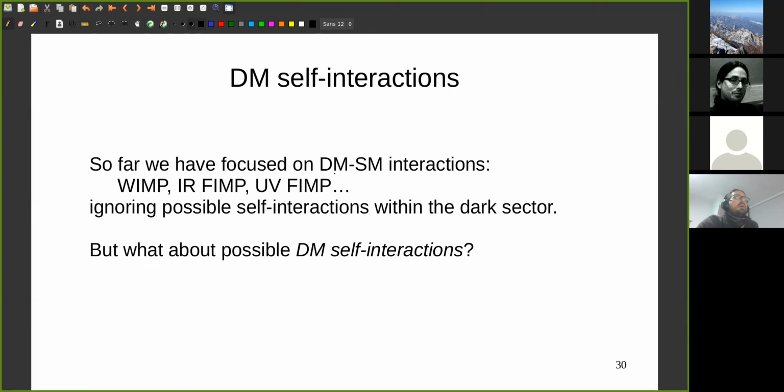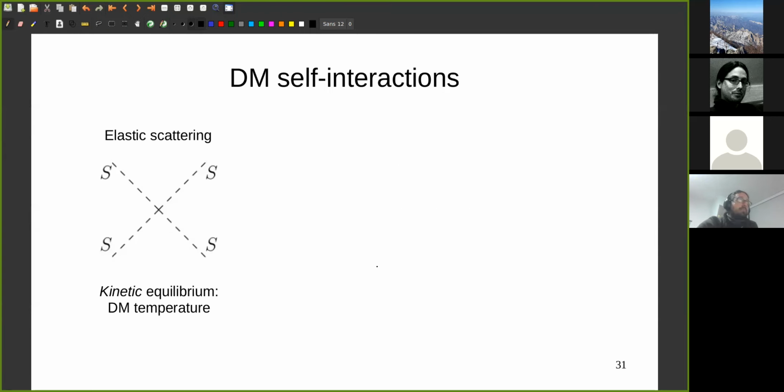So far, we have focused on the interaction between dark matter and the standard model. When we say WIMPs, FIMPs, UV and IR, we talk about the interaction between the two sectors, and we have ignored possible self-interaction. But what about possible dark matter self-interaction? When talking about self-interactions, for instance in the case of scalar dark matter or vector dark matter, we can have these quartic interactions. Quartic is just an example.